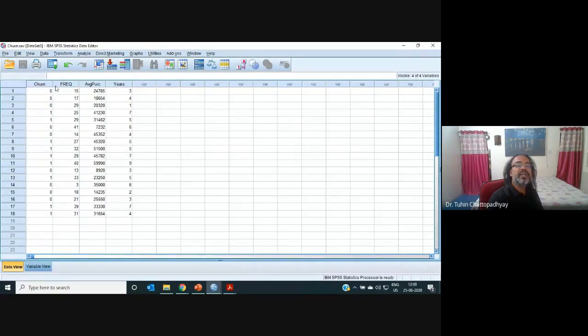And always the columns represent the variables. So what does this represent? 0 means churned or left. So customer 1, who has left, the frequency of his or her purchase was 15. Average purchase is say 24,765, and this customer was with the organization for the last 3 years.